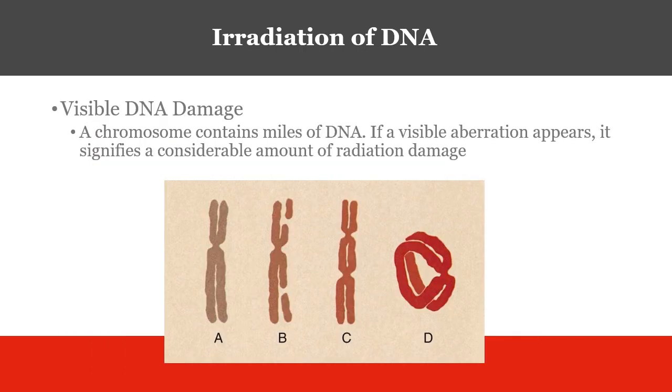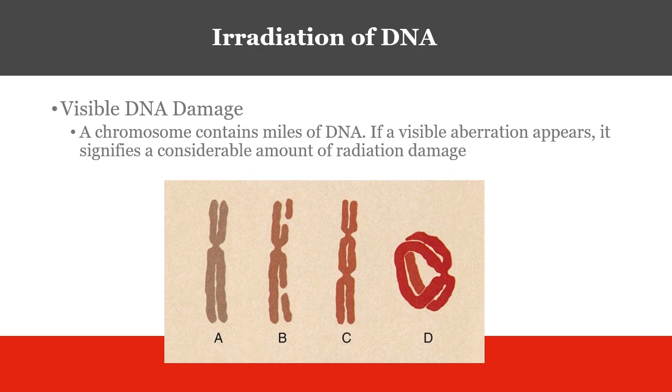There's possibilities of visible DNA damage. We have to damage a lot of DNA to cause this to occur. I mean, a chromosome contains miles of DNA, so to see a visible change under a microscope takes quite a bit. Right? So if a visible aberration occurs, it means that there's a lot of damage.